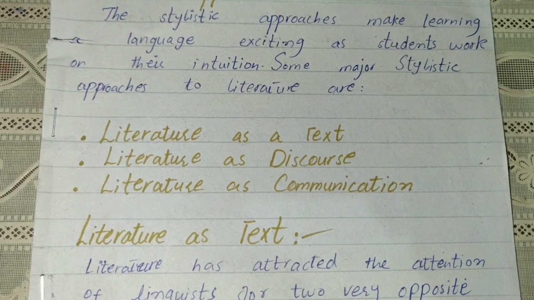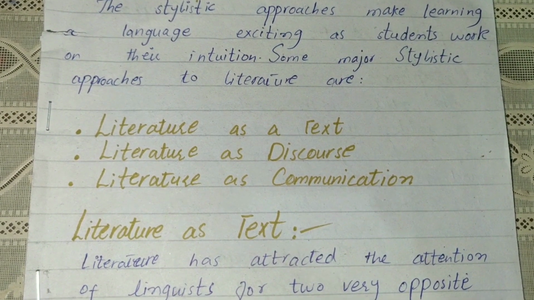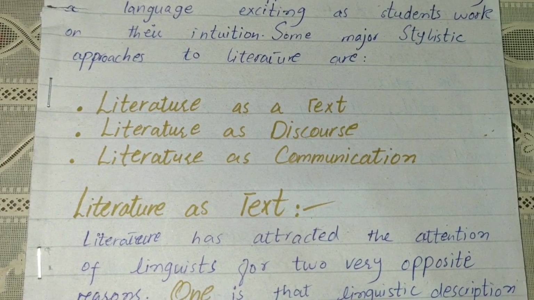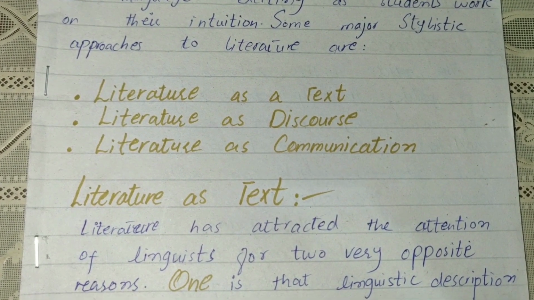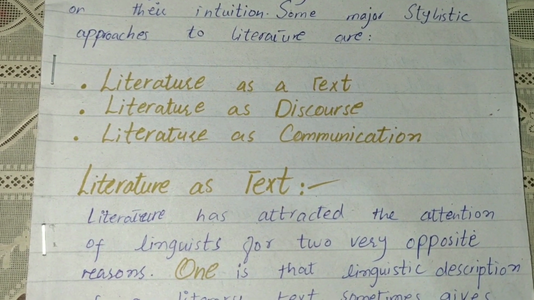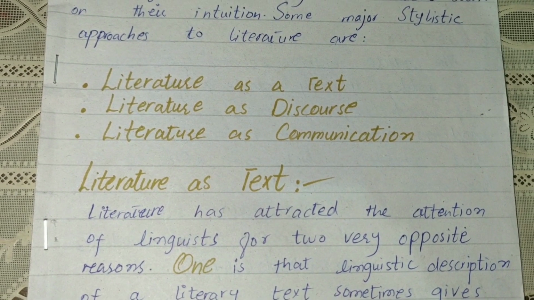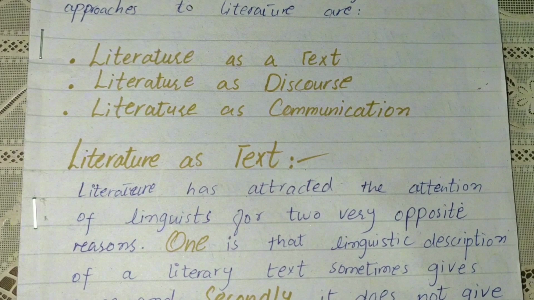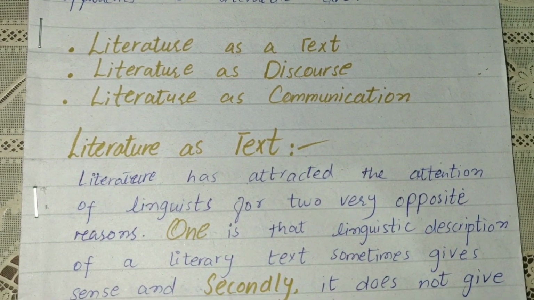Some major stylistic approaches to literature are: Number 1 is literature as a text. Number 2, literature as discourse. Number 3, literature as communication. Literature as text. Literature has attracted the attention of linguists for two very opposite reasons.